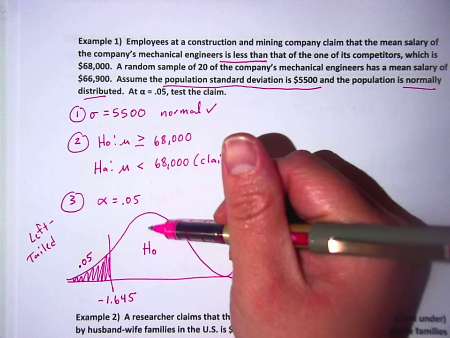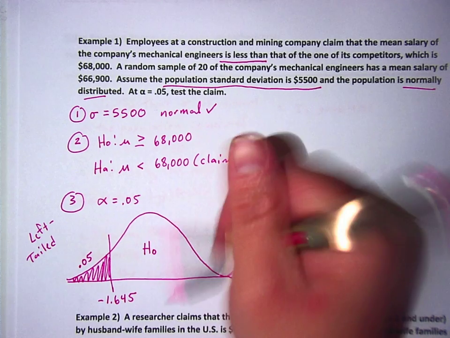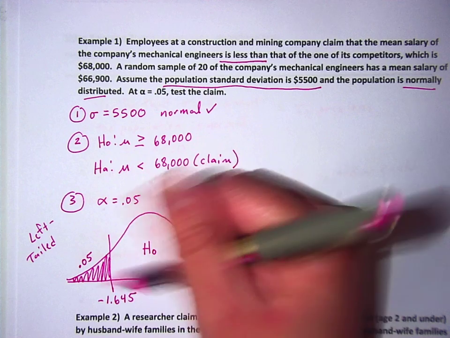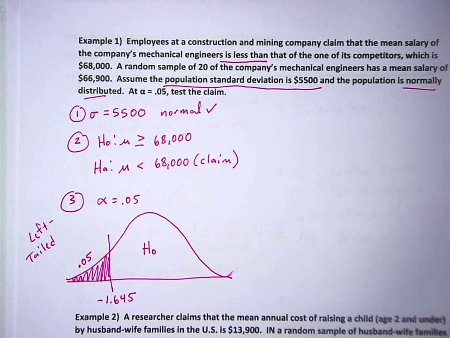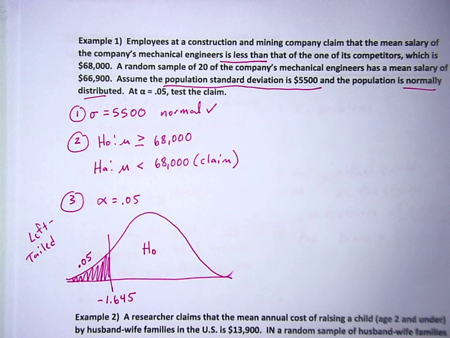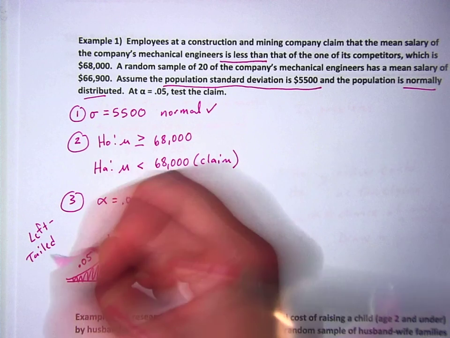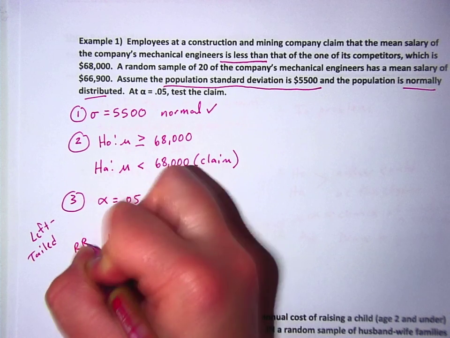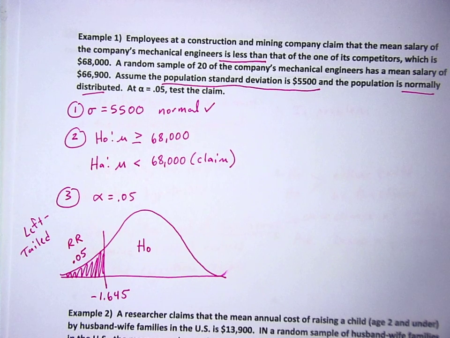So our test statistic, our z-score might fall in here or it might fall in there, but this is kind of the boundary of what's okay and what's not okay. Keep that open. All right. This is the rejection region over here. That little dark spot.